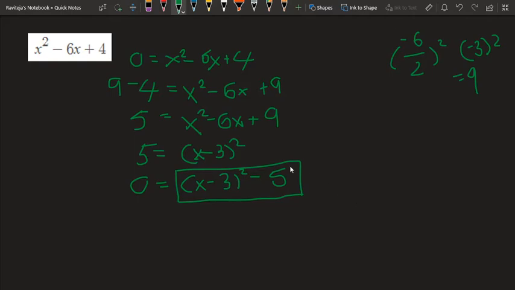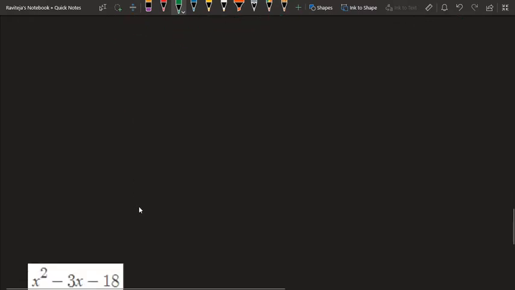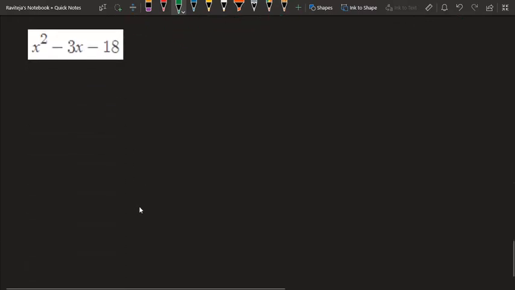Now this one's a little trickier because it does involve fractions, but I'm sure you guys will get it. And here it is, x squared minus 3x minus 18. Once again, if you want to have a go at it, pause the video. Alright, let's do this last problem. We can set it equal to 0 first because we have to complete the square. 0 equals x squared minus 3x minus 18.